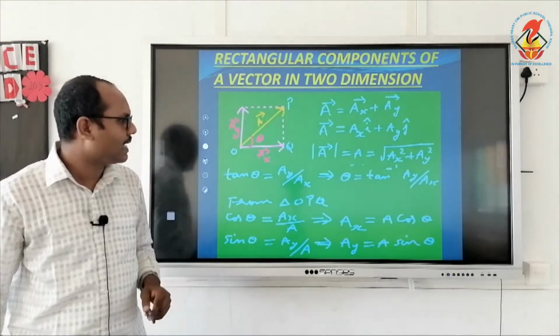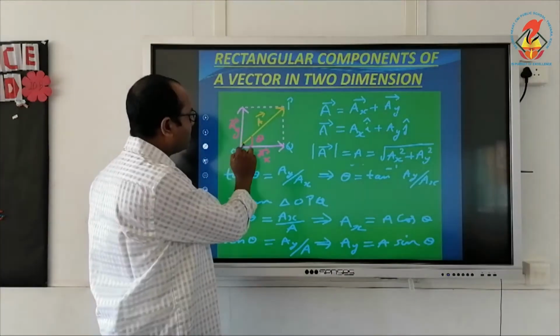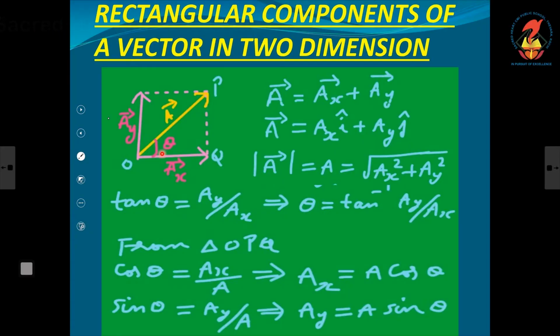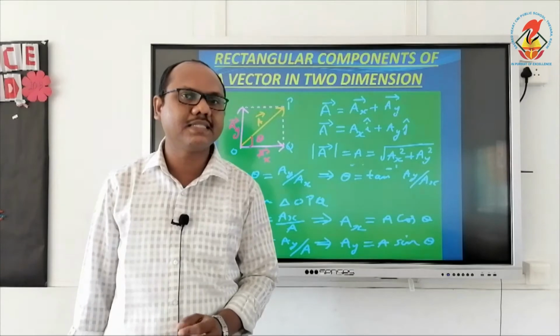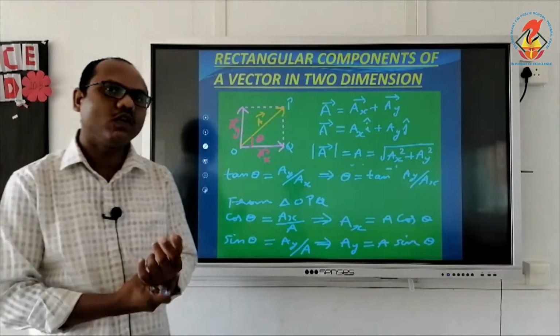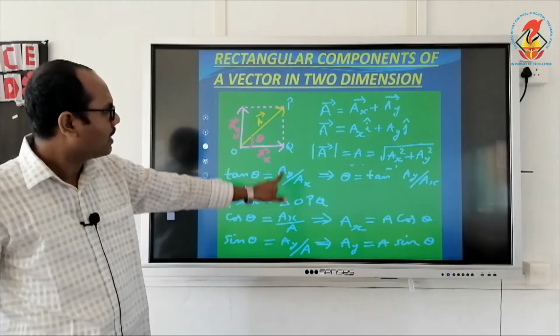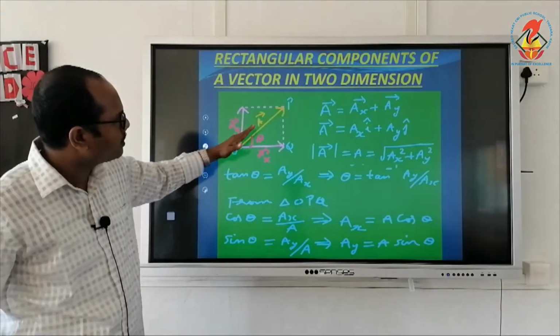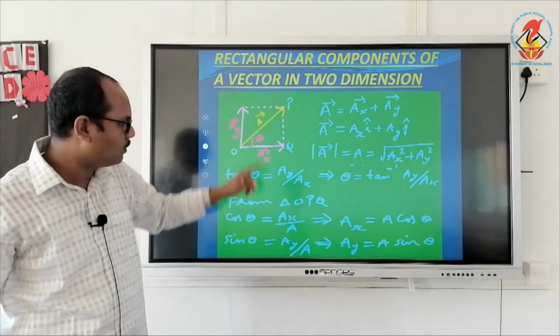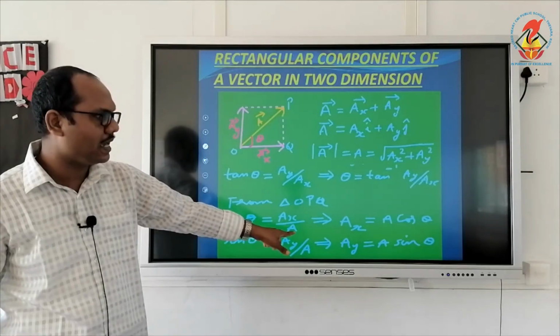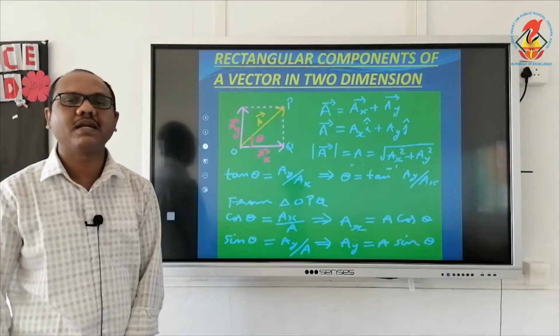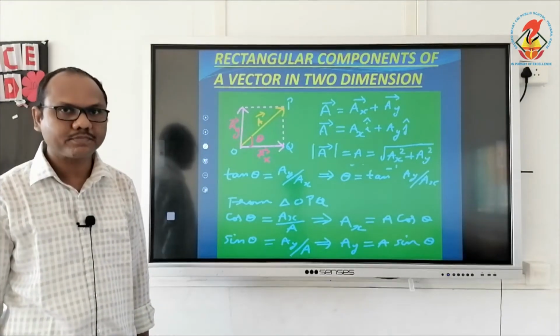Look at the triangle OPQ, this triangle OPQ. From this triangle, what is cos theta? You already know cos theta is equal to adjacent side by hypotenuse. So what is the adjacent side here? Ax. Hypotenuse is A. Therefore, cos theta is Ax by A. So Ax can be written as A cos theta.